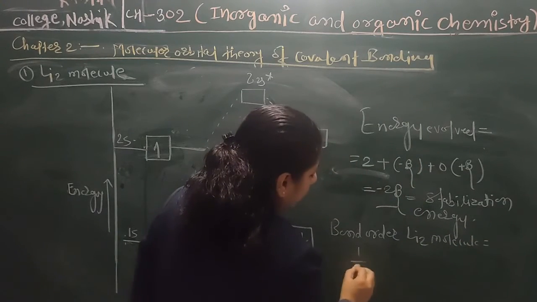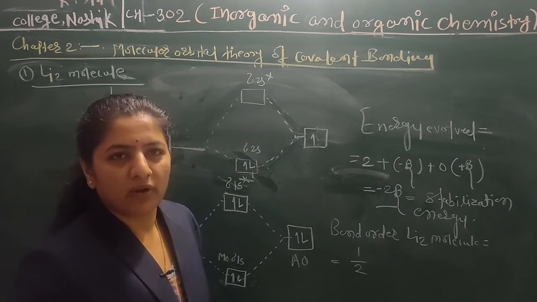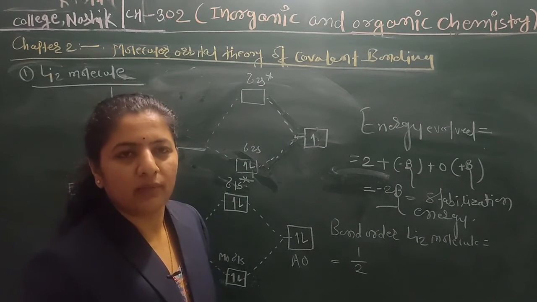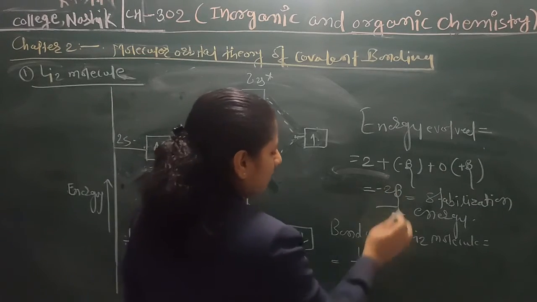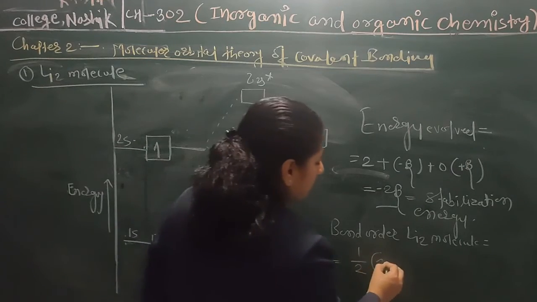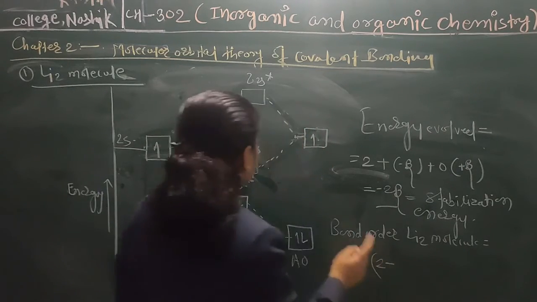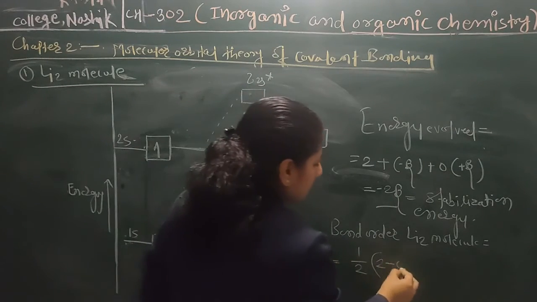That is half. That is P. Number of bonding minus number of anti-bonding molecular orbitals. So here the number of bonding orbitals is 2, minus the number of anti-bonding orbitals. Here in the anti-bonding orbital there will be nothing, so that is 0.